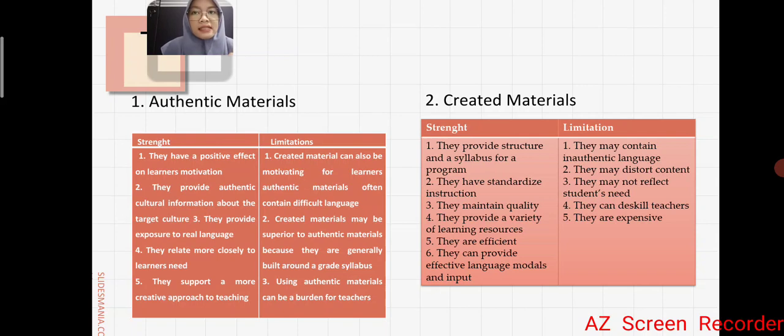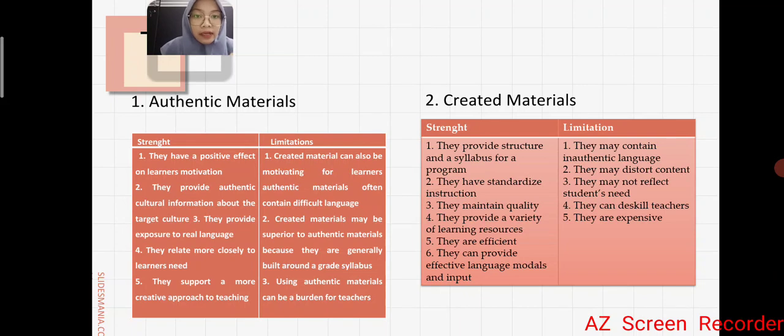Authentic materials. Authentic or learner contextualized materials are print materials used in ways that they would be used in the lives of learners outside of their education classes. For example, the use in teaching of texts, photographs, and other resources that are not especially prepared for pedagogical purposes. There are some strengths and limitations of authentic materials.